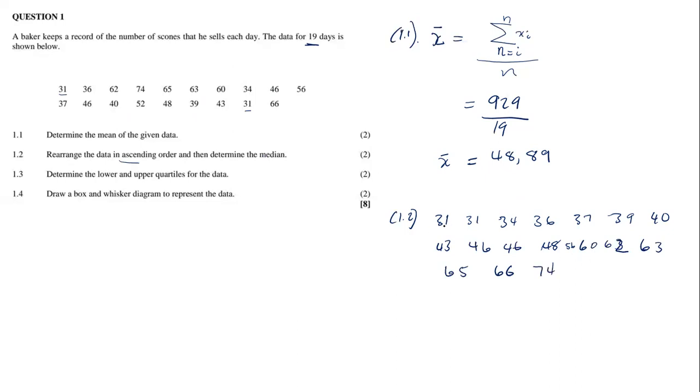Let's count. Is it 19? 1, 2, 3, 4, 5, 6, 7, 8, 9, 10, 11, 12, 13, 14, 15, 16, 17, 18. There is one that is short. What's short? We have 66, we have 65, 60 is there, 63 is there. Let me check again: 31, 31, 36, 37, 39. I see 39.